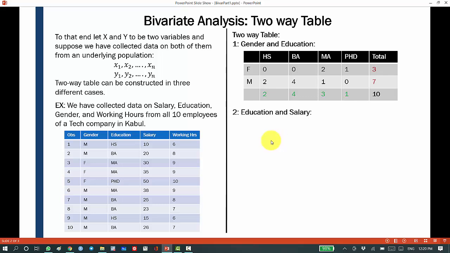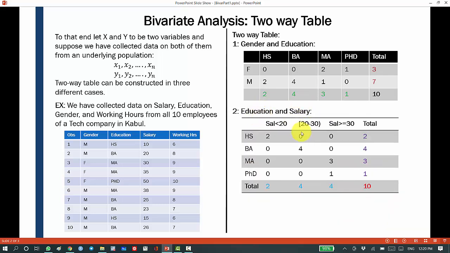In the second case, we consider the two-way table of a qualitative variable and a quantitative variable. Again, in the first row we list the values of the qualitative variable, such as high school, bachelor, master, and PhD for education. And then we define different categories for the salary. Here, I have chosen salary less than 20,000 as one category, between 20 and 30,000 as the second category, and more than 30,000 as the third category.